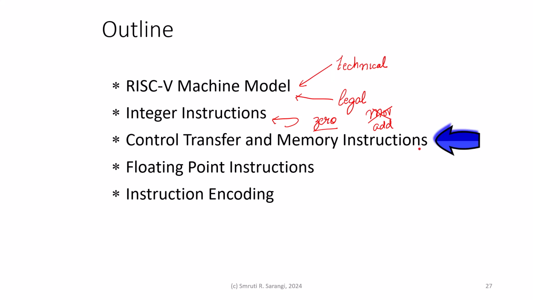So now what we will do next, in the second lecture, is control transfer and memory. Then we will move on to discussing floating point instructions and encoding the instruction set. So we always look at this at the end. Encoding the instruction set basically means appreciating how whatever we have studied fits within 32 bits. So I will see you in the second lecture of this RISC-V series.